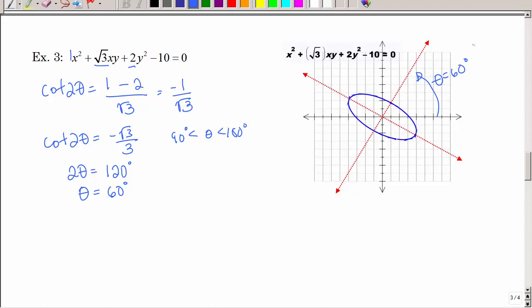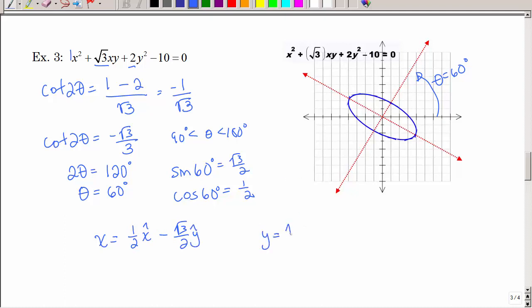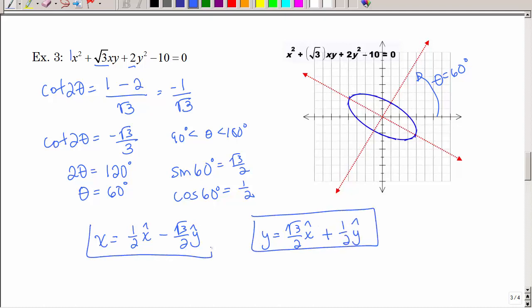That looks good. So what is the sine of 60 degrees? What's the cosine of 60 degrees? And then we would write our rotation formulas. So we have the cosine times x hat minus the sine times y hat. And here we have the sine times our new x coordinate plus the cosine times our new y axis.